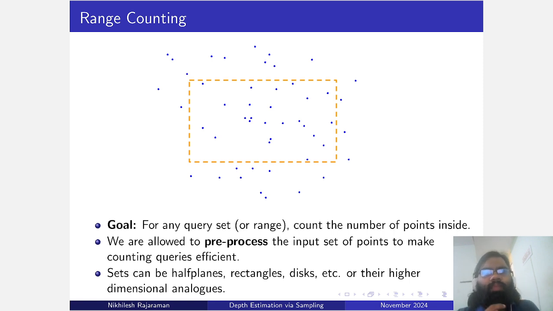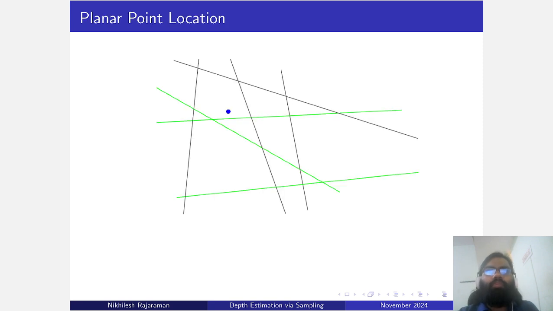Okay, so that's the range counting problem. So now we'll look at another different problem called the point location problem in the plane. Okay, so here in this problem, the setting is that our input is a subdivision of a plane into a number of regions. So in this example that I've shown here, we have a number of lines that are drawn on the plane. And you can see that these lines divide a plane into a bunch of different regions or cells.